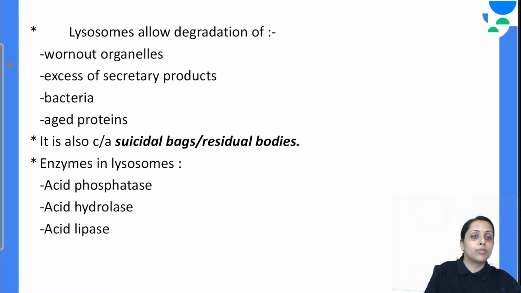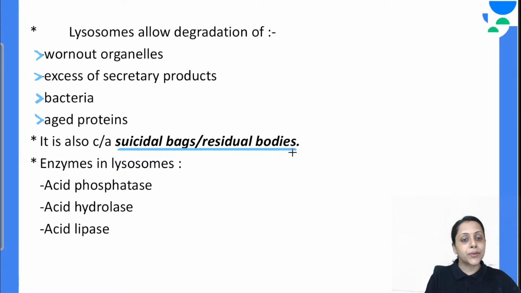So lysosome, what does it do? It causes degradation of worn out organelles. It causes degradation of excess secretory product. It is going to cause degradation of bacteria. It is going to cause degradation of aged protein. So it is also known as suicidal bag or the residual body. The enzymes present in our lysosome are acid phosphatase, acid hydrolase, and acid lipase. So do remember, the enzymes present in our lysosome are acid phosphatase, acid hydrolase, and acid lipase.